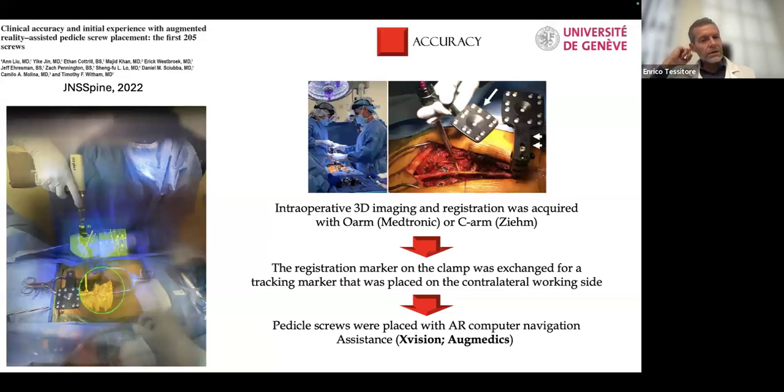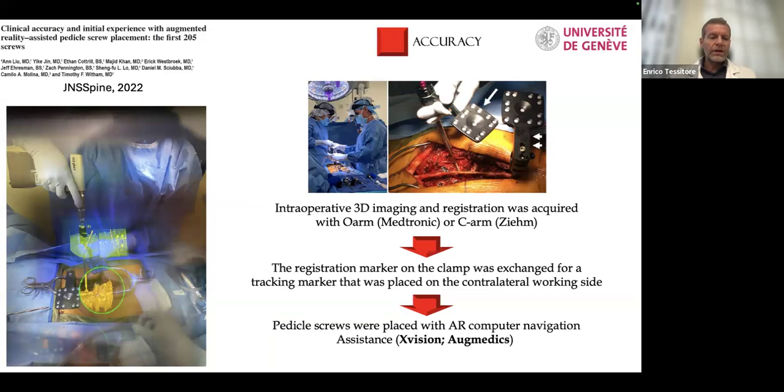This is a study implementing head-mounted displays, which are the X-Vision from Augmedics, for insertion of pedicle screws. You might see here the surgeon wearing the glasses and watching the computer-generated images. You might have some dedicated tools with trackable stars and tools attached to the devices and to the screwdriver.